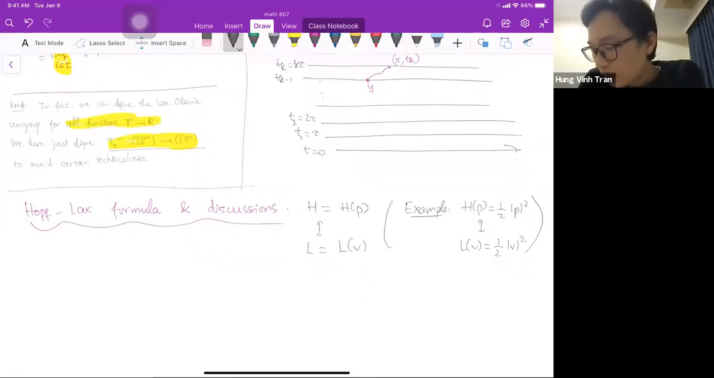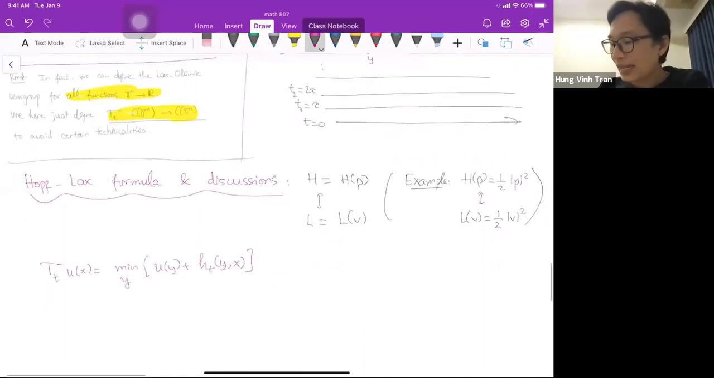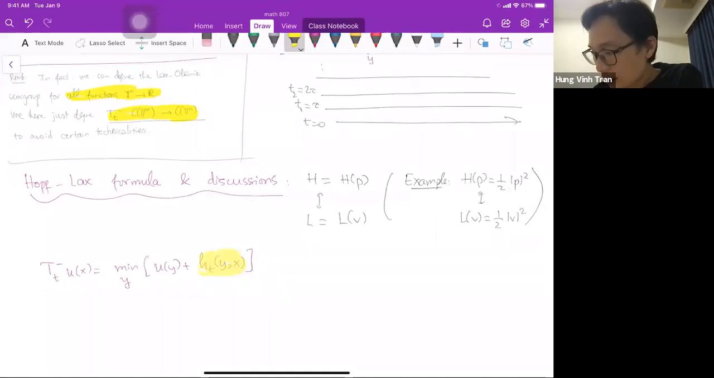Then again, let me just rewrite the semigroup property. T_t minus of u of x is just the minimum over y of u of y plus h_t of (y,x). Okay, so in the case that L only depends on v, or H only depends on p, then this one can be simplified. Okay, so let's do it.